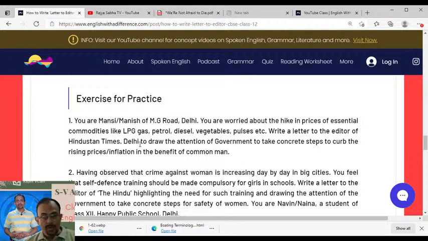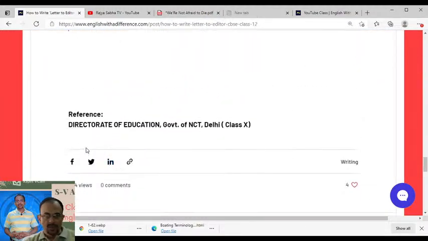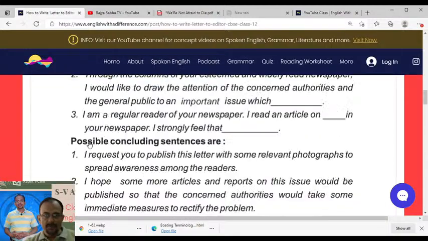Likewise, in the first paragraph you will write through the columns of your esteemed daily. In the second paragraph you will write what are the factors that give rise to this problem. Then in the third paragraph, describe the problem in detail. Number four, the impact or consequences of the problem in another paragraph. And the fourth paragraph, you will give your suggestions. Then concluding lines: I shall be very grateful if you kindly publish my article in your newspaper. Then yours truly or yours faithfully, and you write your name. That's all about letters to editor.